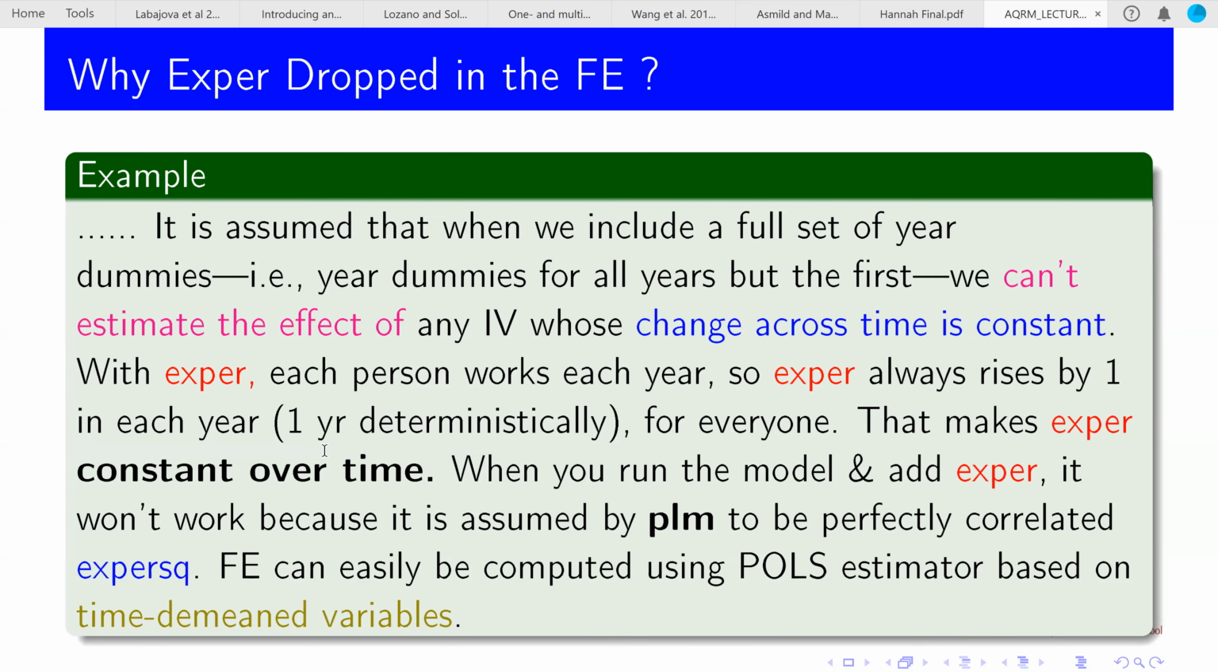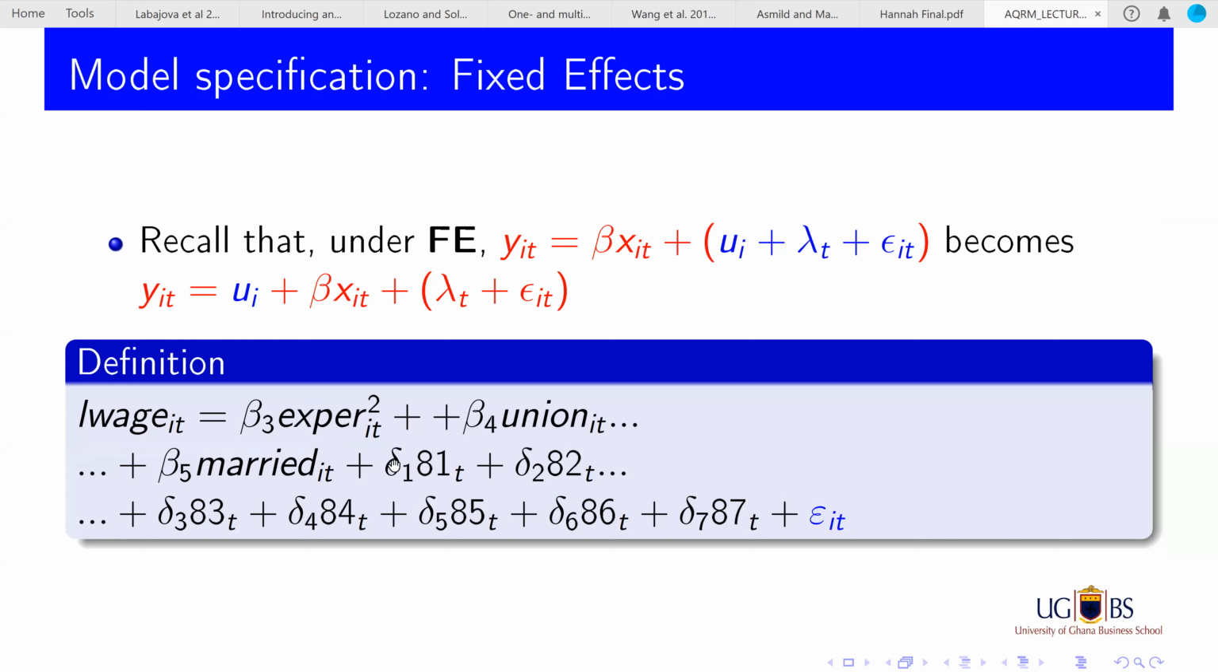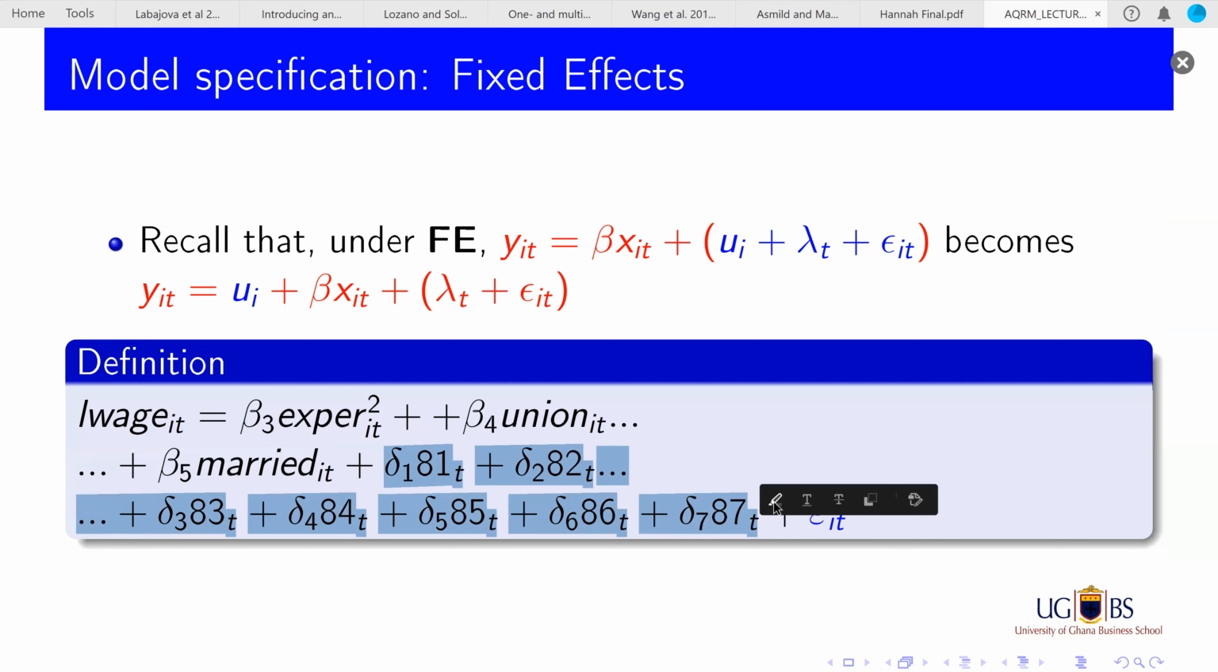The other thing is you notice this. Why is experience dropped? It is here. It is assumed that when we include a full set of year dummies, you will note that even though we had 1980, we included the year dummies for all of them in the model. Let me just show you. You can see the year dummies of all the model here. However, we did not include the 1980 year, which is the first year. Now we started from 1981.